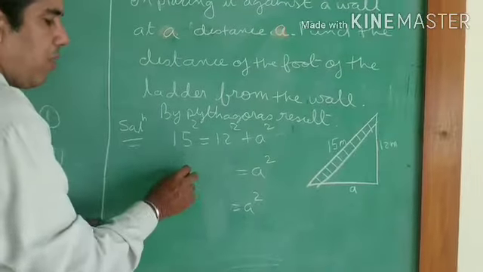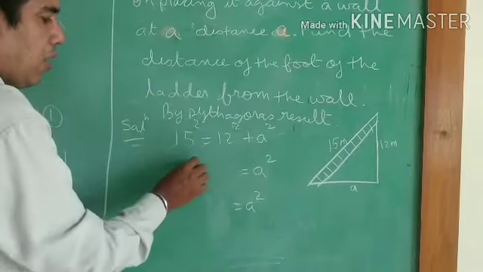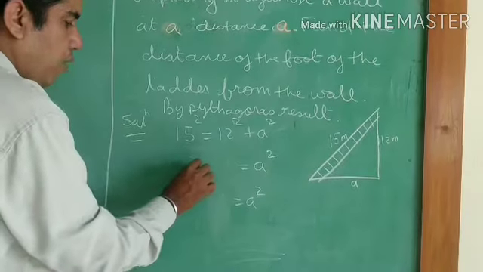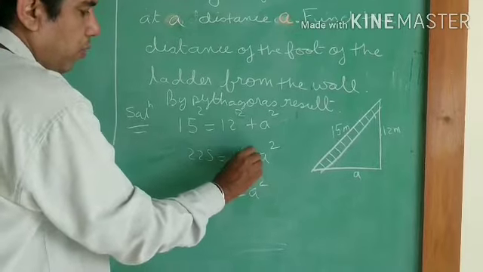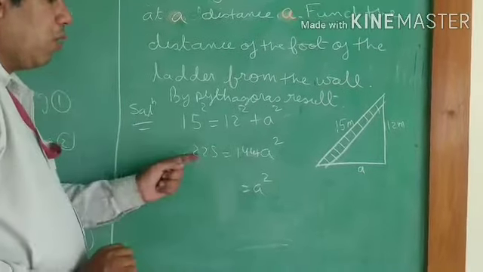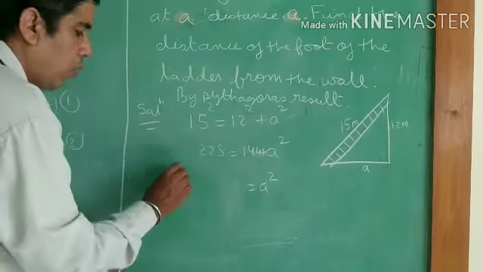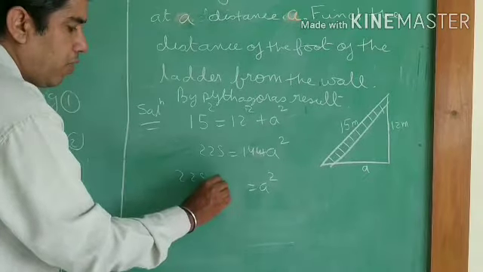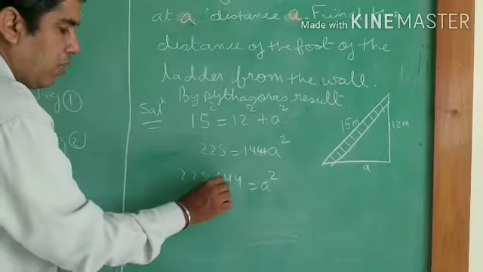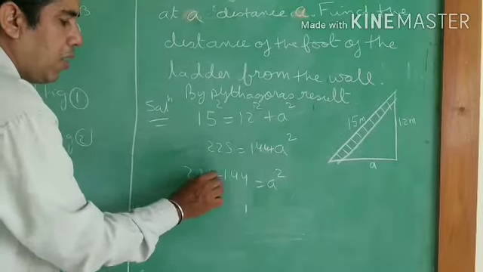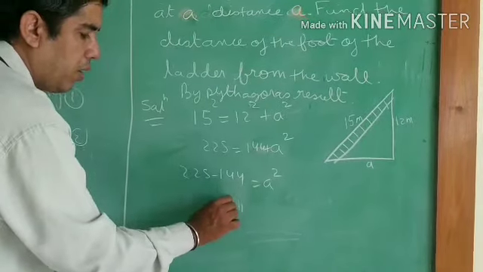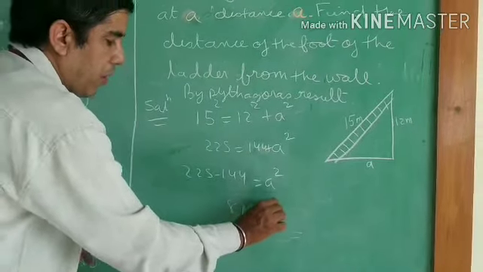You can see what is the answer of 15 square. 15 square I will get here 225, and here comes 144. Got it? Now if this number transfers here, 225 minus 144. 5 minus 4 is 1, and then 12 minus 4 is how much? 8. So 81 is equal to A square.